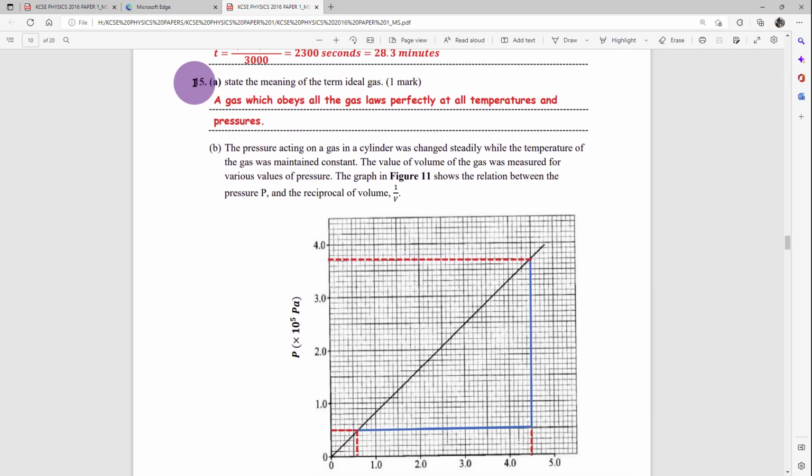Let's look at 15A. State the meaning of the term ideal gas. An ideal gas is a gas which obeys all the gas laws perfectly at all temperatures and pressures.